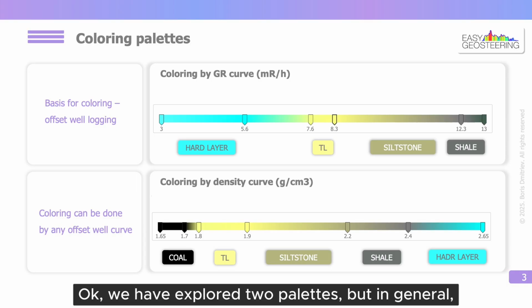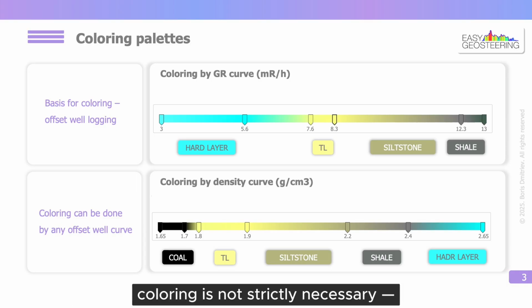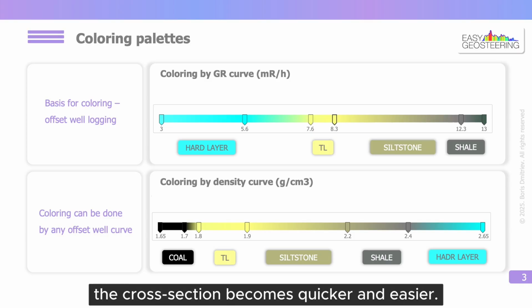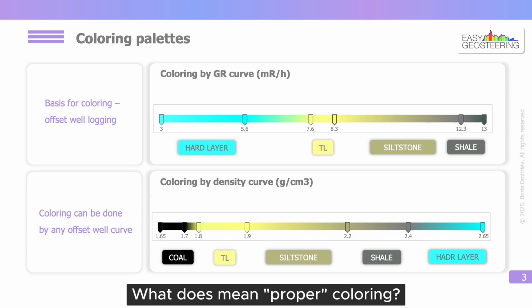Okay, we have explored two palettes, but in general, coloring is not strictly necessary. We can work even without it. But with proper coloring, work with the cross-section becomes quicker and easier. What does proper coloring mean? It's when each formation in the offset well is assigned its own distinct color. Let's return to our example.